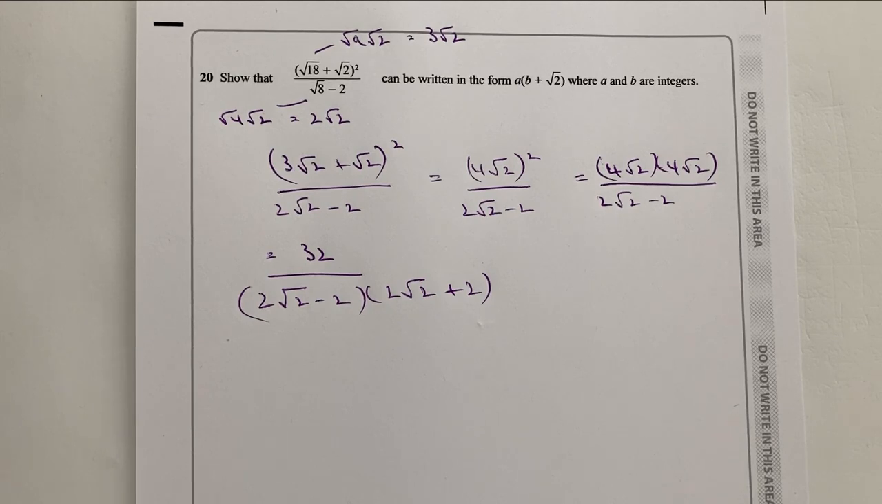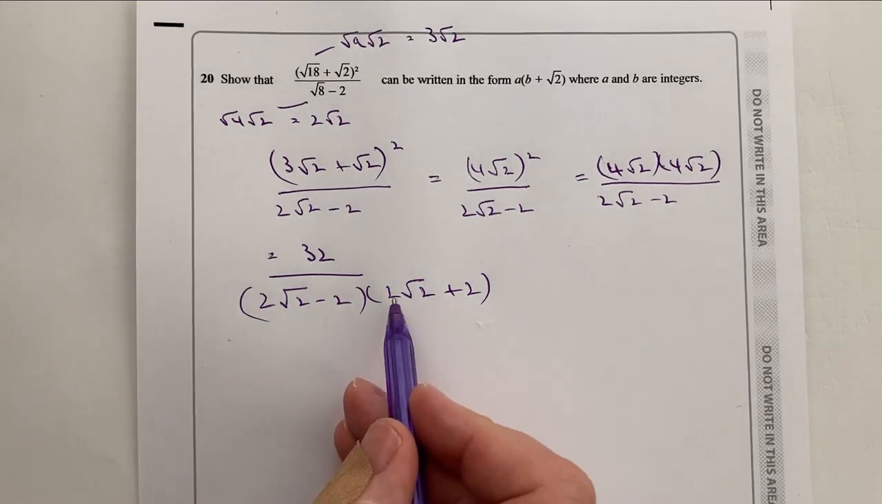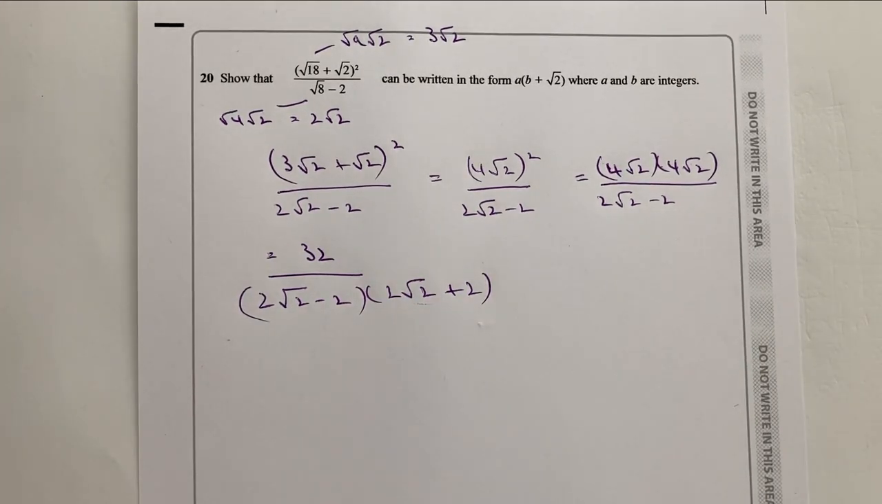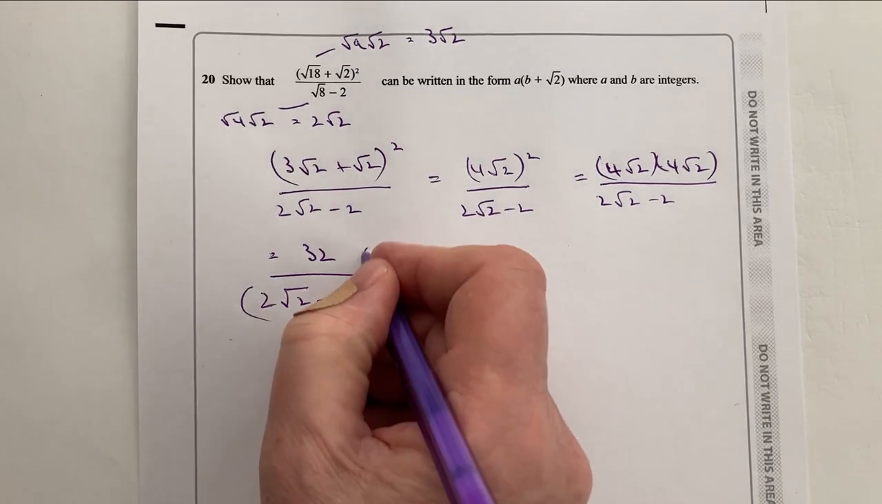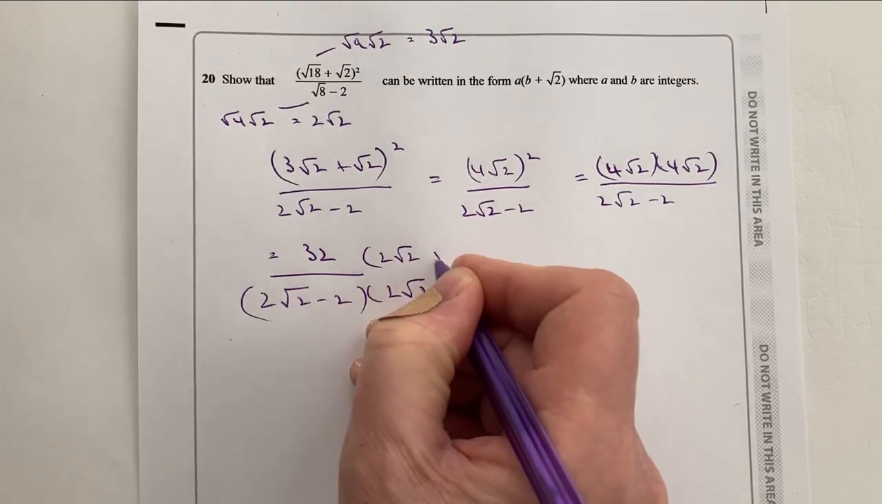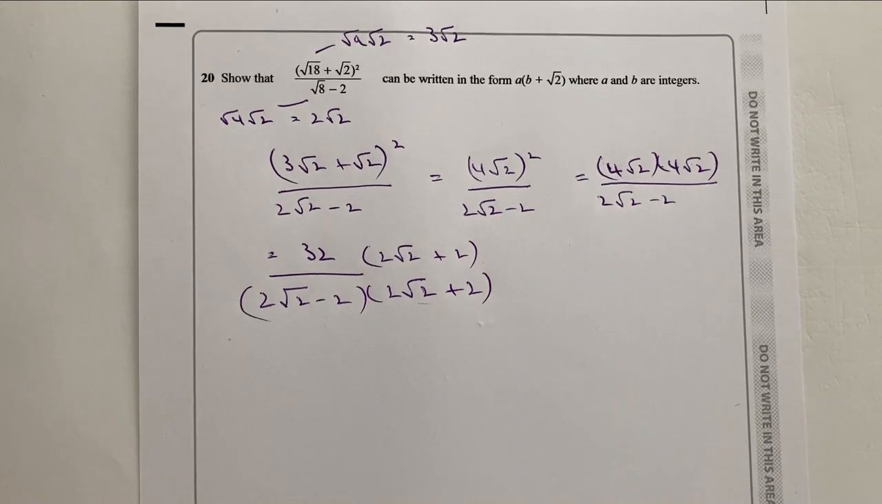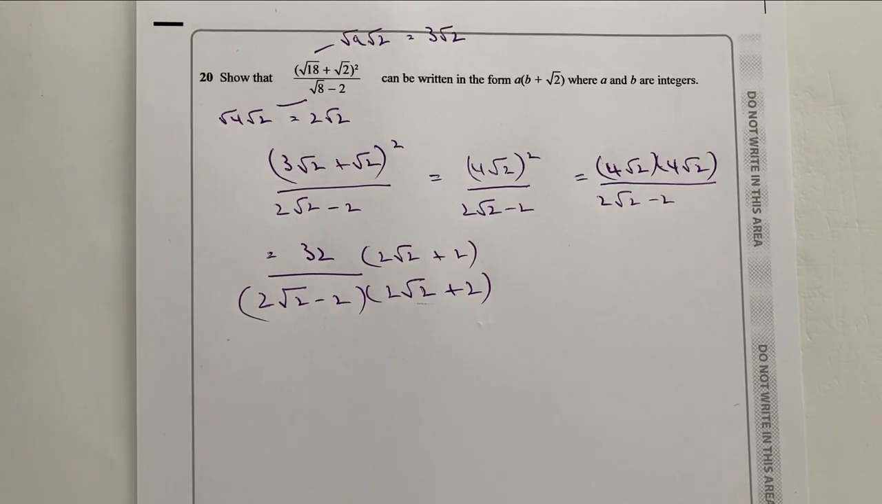So again, if you have a look on the channel, there are some playlists, I think, that have got these sorts of questions in them. However, because I've multiplied the bottom by 2 root 2 plus 2, I need to multiply the top by 2 root 2 plus 2. Okay, so let's work that out and see where we get.